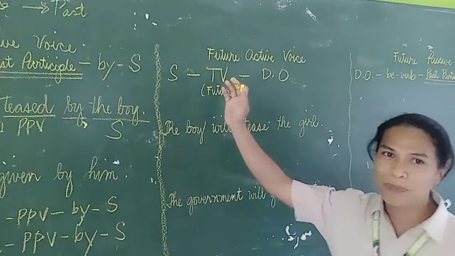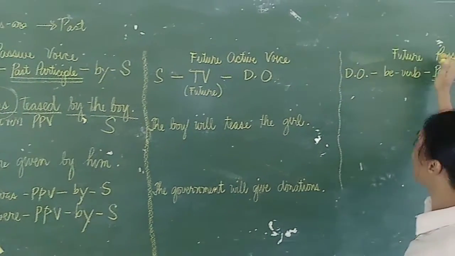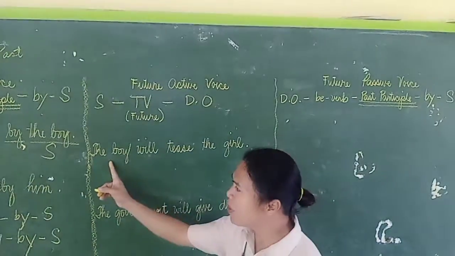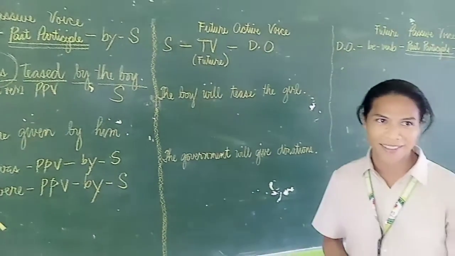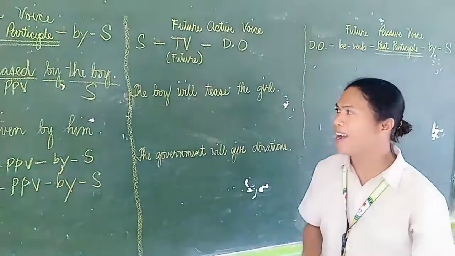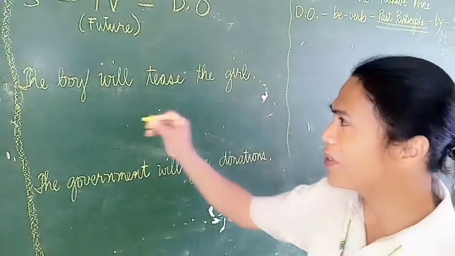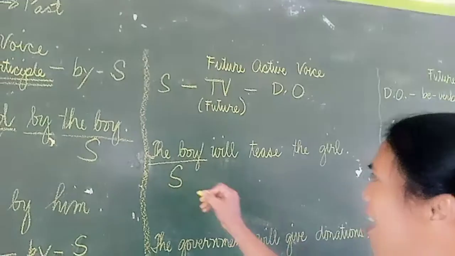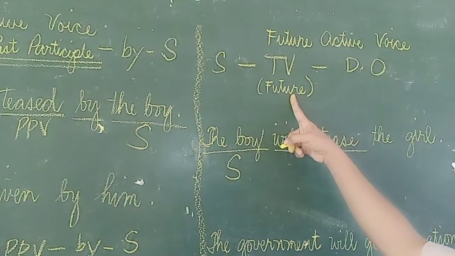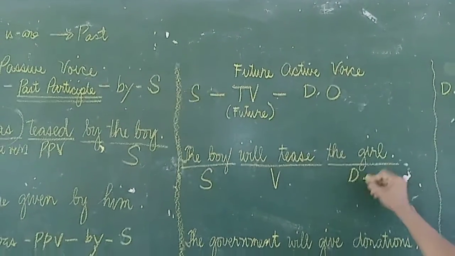Very good. Now let's proceed to the future active voice, rewriting that to future passive voice, simple tense. So you have noticed we have the same sentence, but only the tense changes. Let us try to find out. Okay, read. The boy will tease the girl. So this is our subject, and this is our verb, will tease, in the future. And then we have our direct object, the girl.